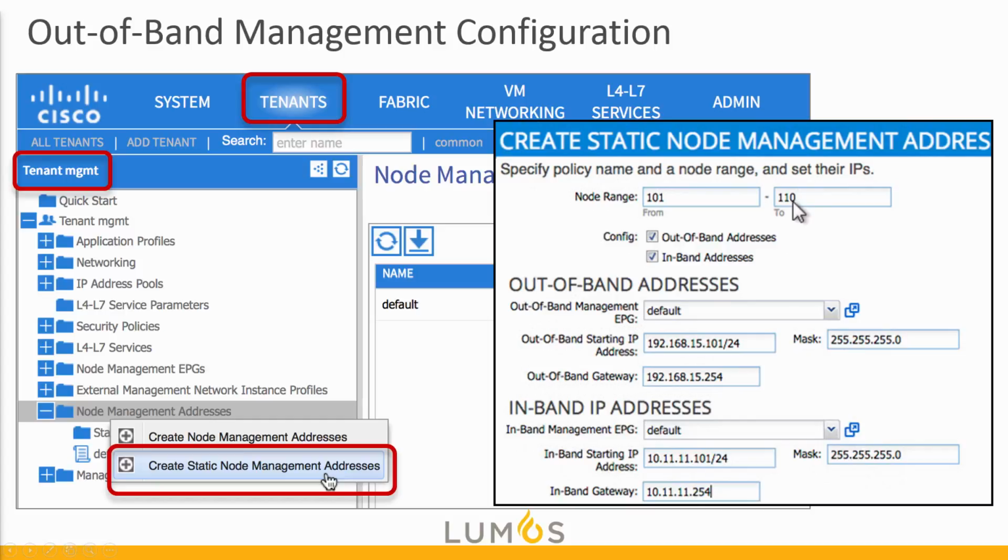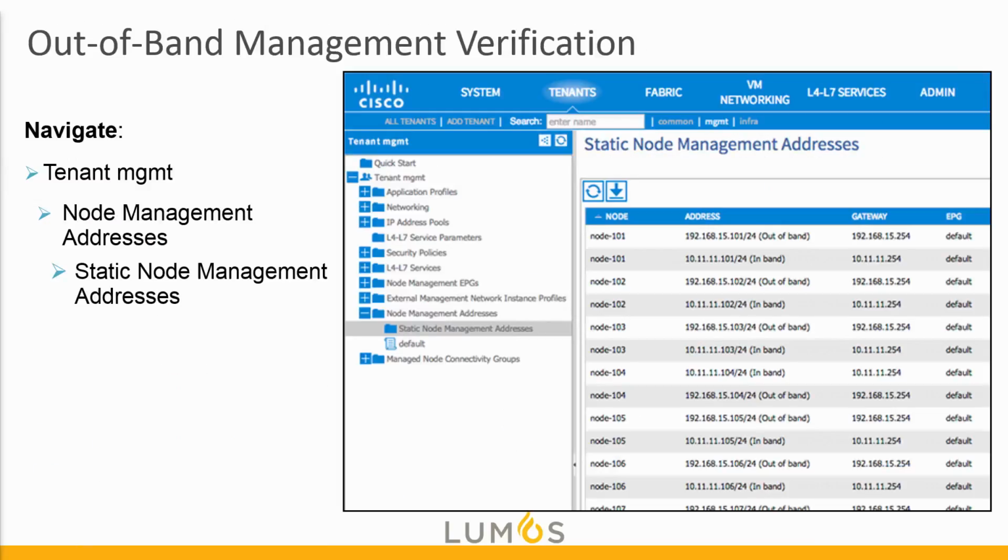If you like, you can also be specific and say node range from 101 to 101, and then just give it the IP address for node 101. And then you can create another static node management address for 102 to 102. So the starting and ending node range would be the same, and your starting IP address would be the IP that that node gets. To verify this, we would simply look at our static management node addresses, and we can see, in this case, we have both out-of-band and in-band. So every node has 2 IP addresses, and 2 gateways.